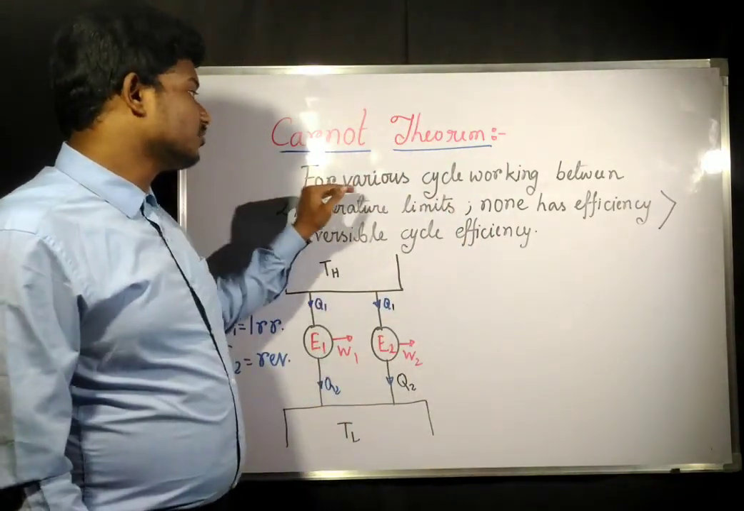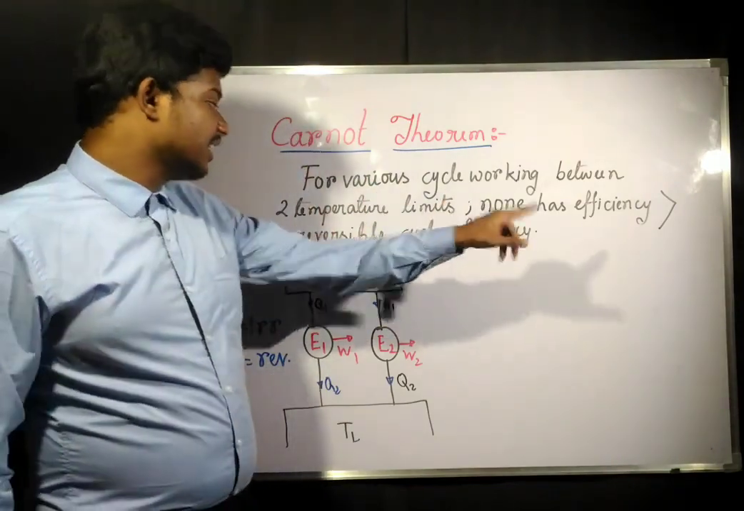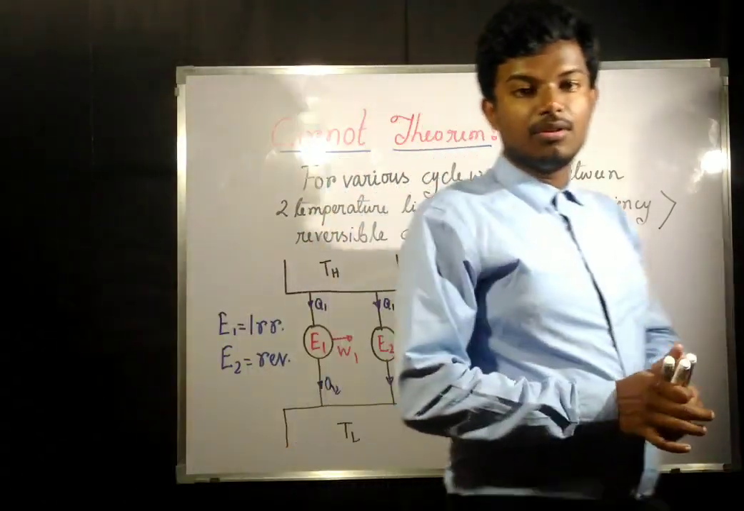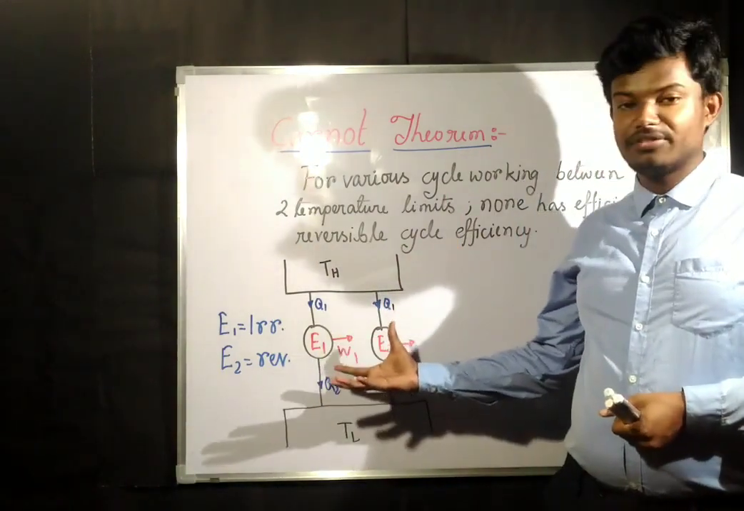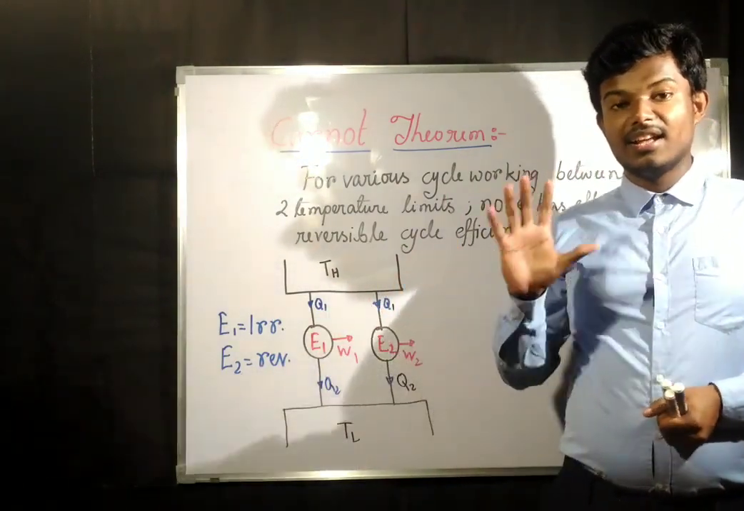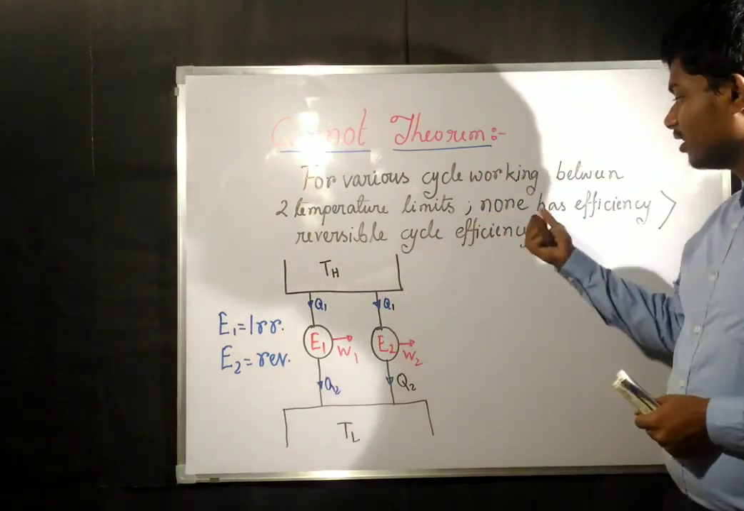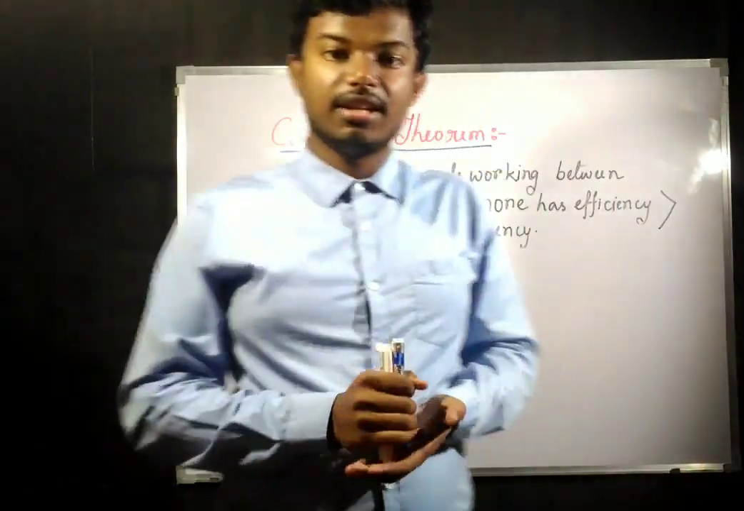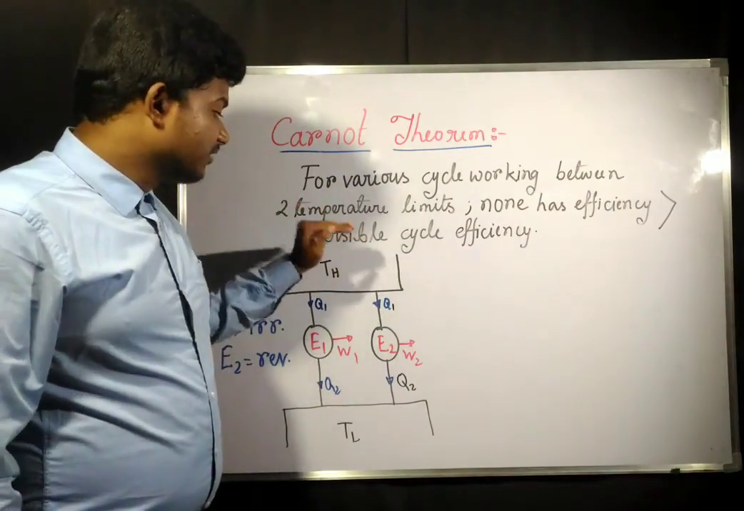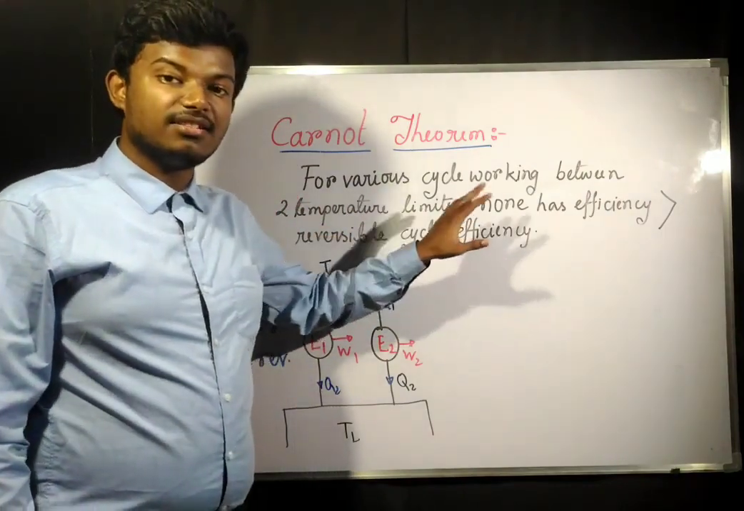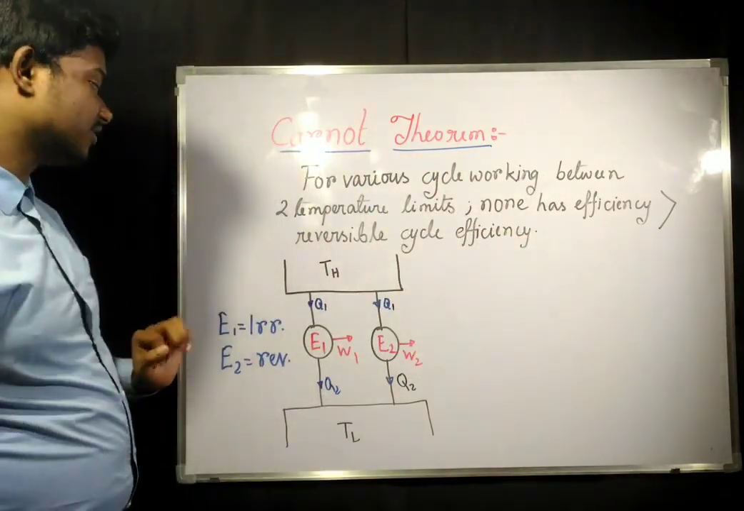Okay, so the next thing we need to know is Carnot's theorem. Carnot's theorem states that of various cycles working between two temperatures, none has efficiency greater than the reversible cycle efficiency. That means if there are various engines, then none of them will have an efficiency greater than the reversible cycle efficiency. So this is not possible. Every reversible cycle is going to give greater efficiency than other cycles. If there are various cycles, only the reversible cycle is going to give you the greatest efficiency.